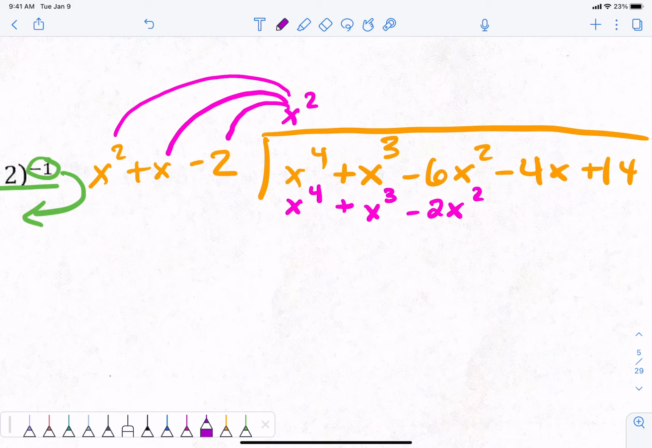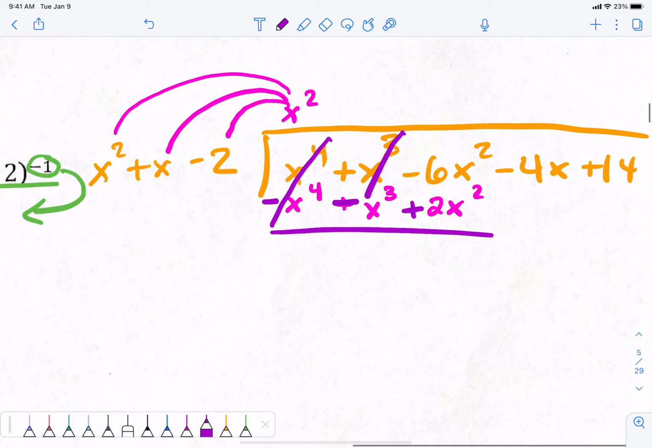And then change the sign. So this becomes minus, but this guy was already minus, so he becomes plus, right? Okay? Then I cancel things out. X to the fourth minus x to the fourth goes away. If it doesn't, I did something wrong. But wait a second. X to the third minus x to the third. Those cancel out also. Okay, let's keep going. Negative 6x squared plus 2x squared, that is negative 4x squared, right? Okay, then we would drop the negative 4x down.